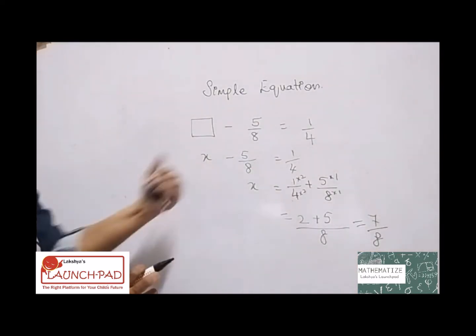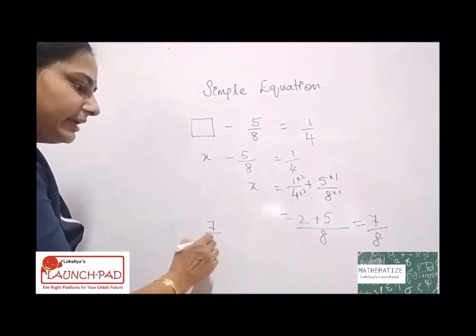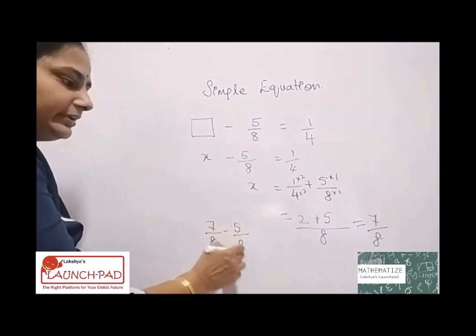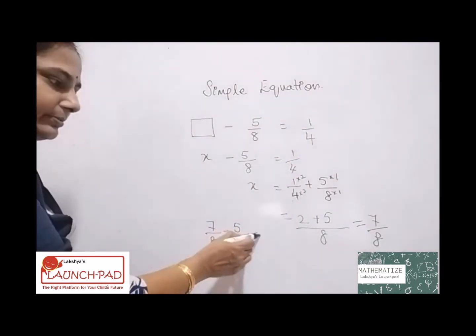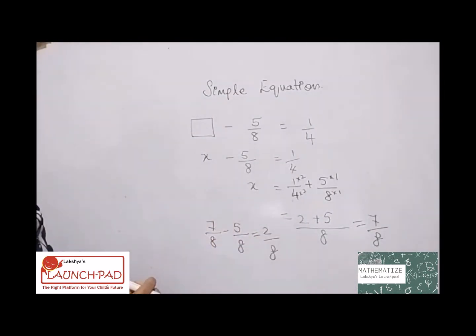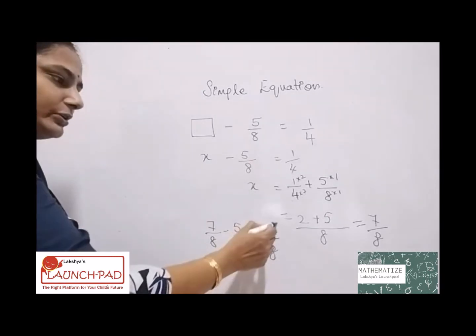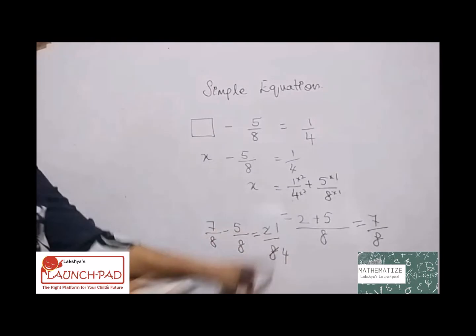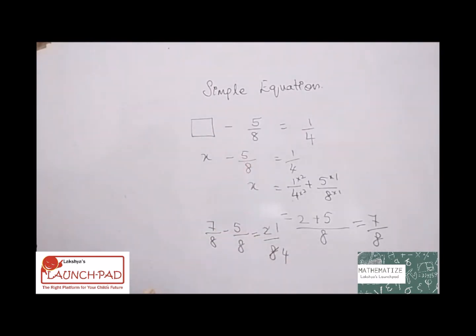Now, shall we verify and check? 7 by 8 minus 5 by 8 is nothing but 2 by 8. But it's not the same. We have to simplify it. 2 ones are 2, 2 fours are 8. We got 1 by 4. Is it clear? Yes, ma'am.